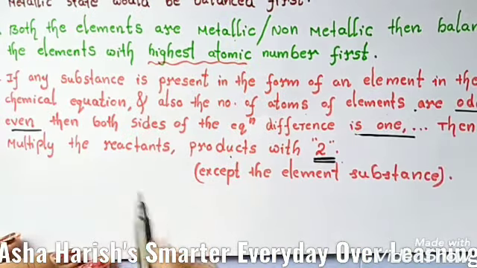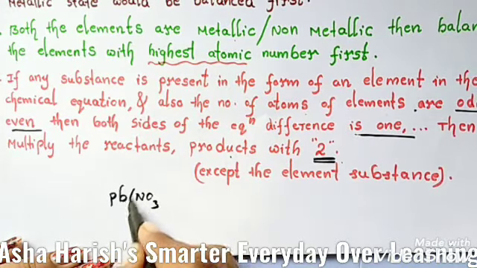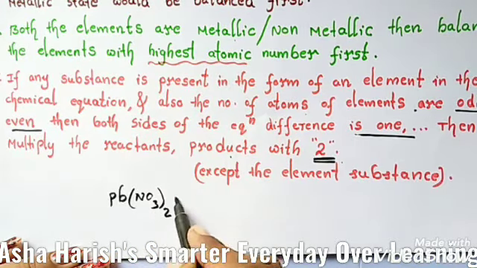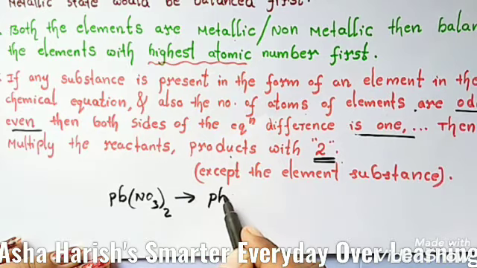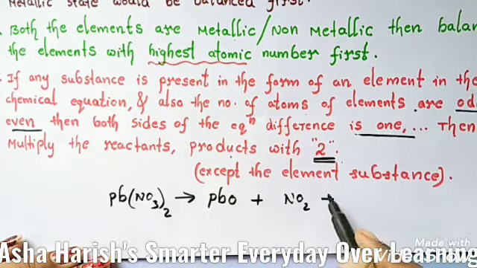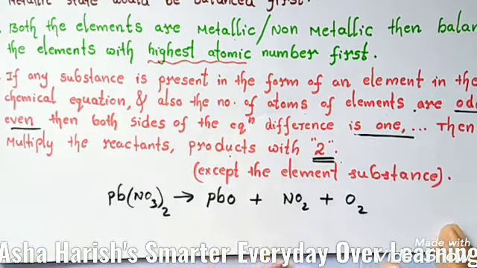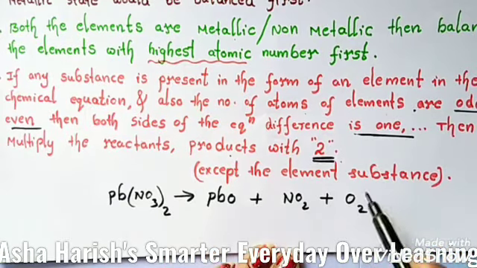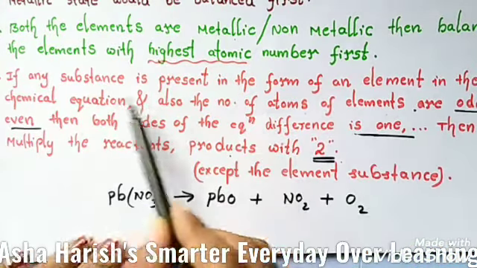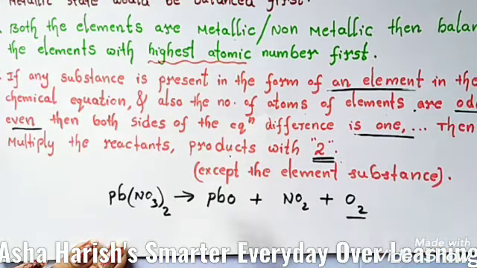Here is the decomposition of lead nitrate. If you see the equation, Pb(NO3)2, this is the lead nitrate, and what are the products here? Lead oxide plus NO2 plus O2. Okay, according to rule 5, here is the elemental formation. If any substance is present in the form of an element, so this is the element, this is the compound, this is the compound, this is the compound.